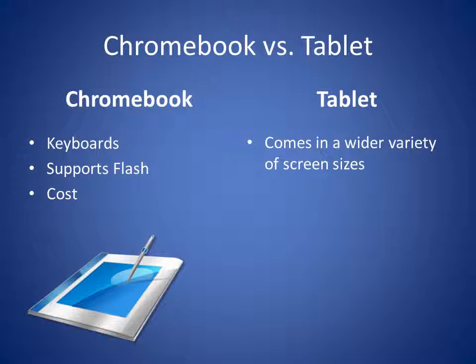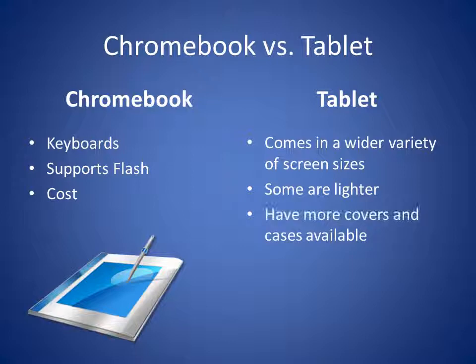However, a tablet does come in a wider variety of screen sizes. Tablets usually are a lot lighter than Chromebooks as well. And they do have more covers and cases available. Hopefully, as the Chromebooks become more popular, we'll see more accessories like screen protectors and things like that become available.